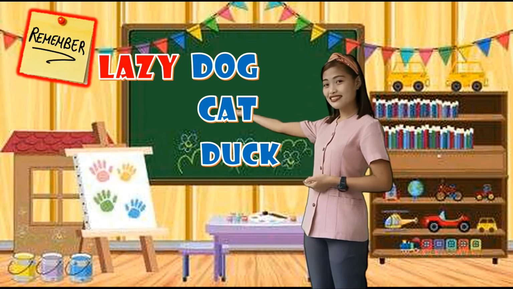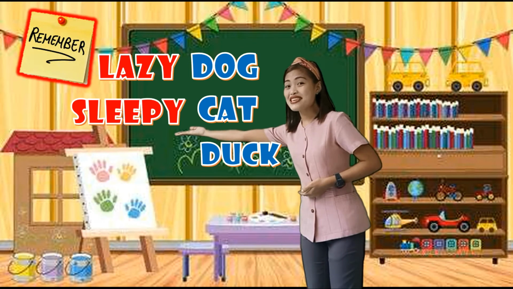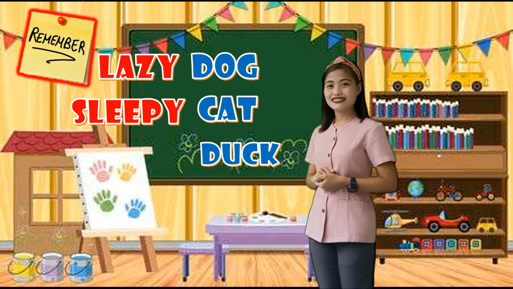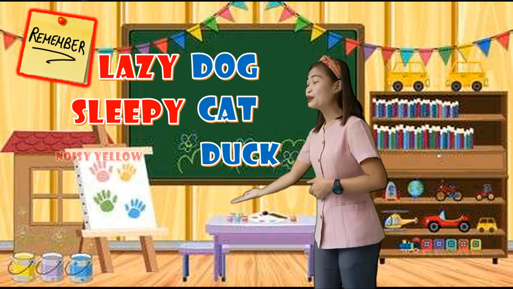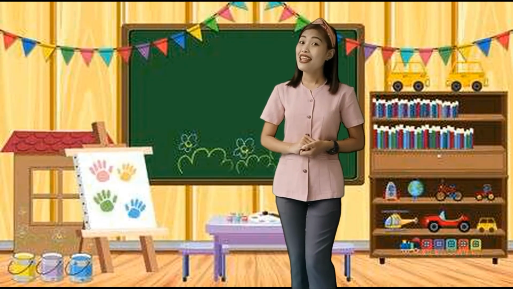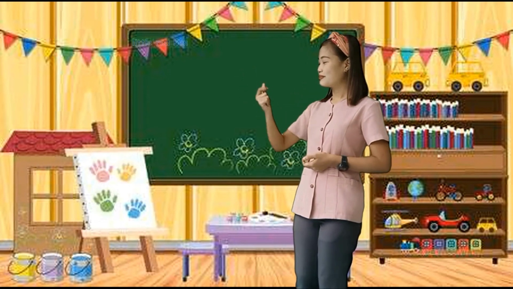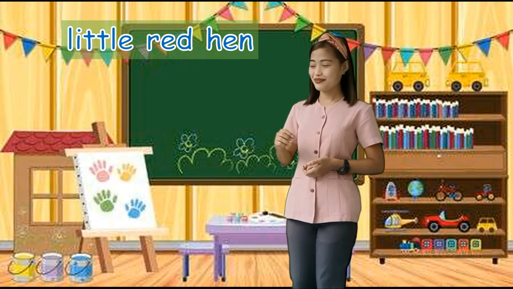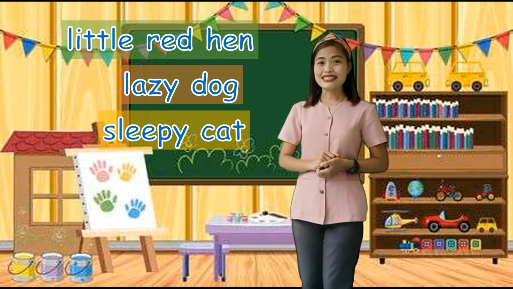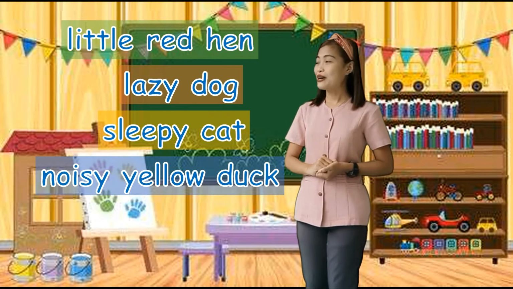How about the cat? Correct. Sleepy cat. And the last one is the duck. Correct. Noisy yellow duck. Now let's recall the descriptive phrases that we have had a while ago. Little red hen. Lazy dog. Sleepy cat. Noisy yellow duck. Now everybody read.